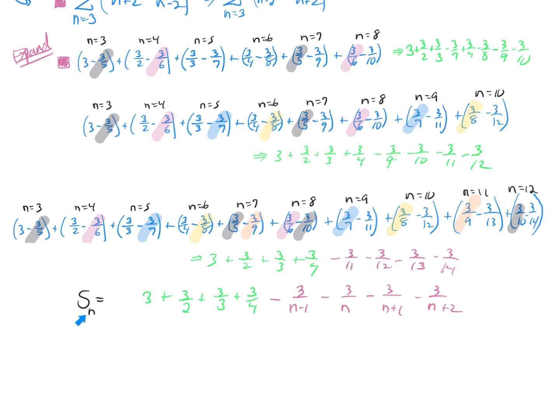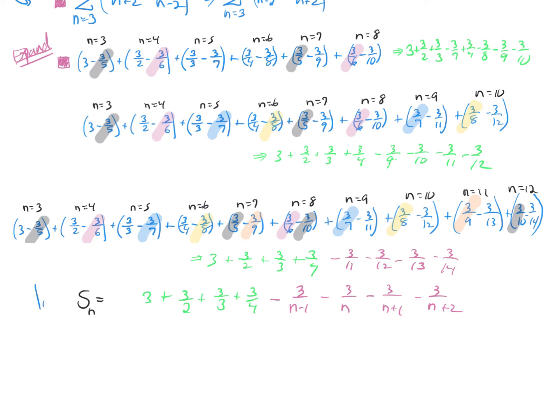Our nth partial sum will always be 3 plus 3/2 plus 3/3 plus 3/4, and then it will always have 4 negative terms. And it will always be, when n was 12, we started with 1 less than that, and then n itself, and then 1 plus n, and then 2 plus n. When n was 10, we started with 1 less than that, and then n itself, and then 1 more than that, and then 2 more than that. So this is the expression for the nth sum.